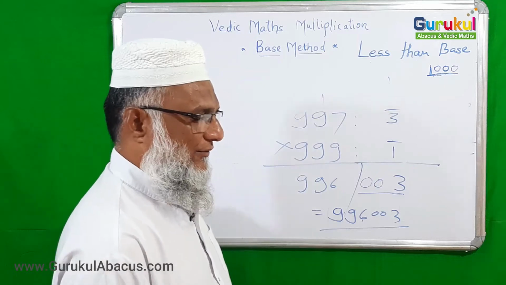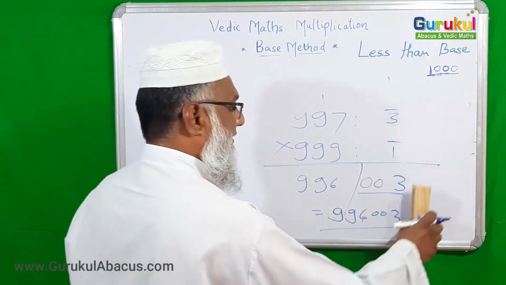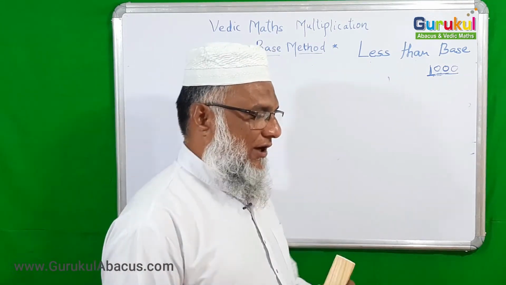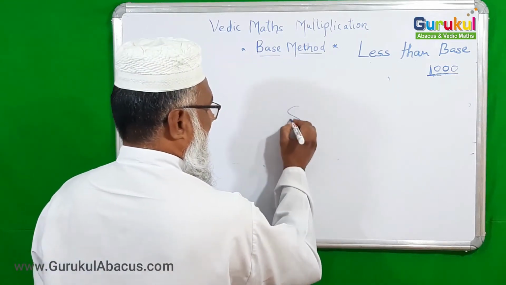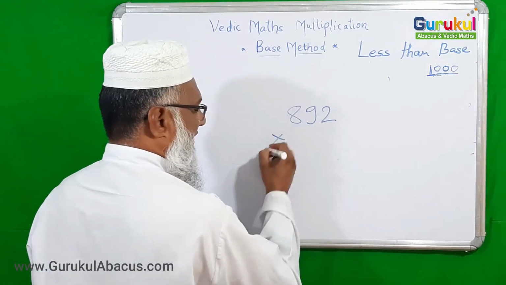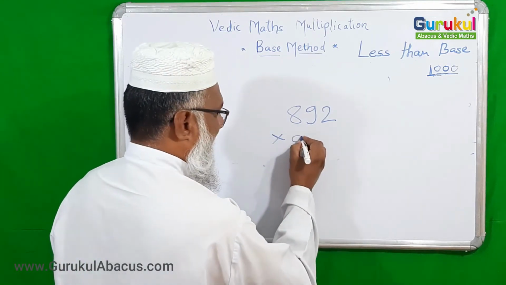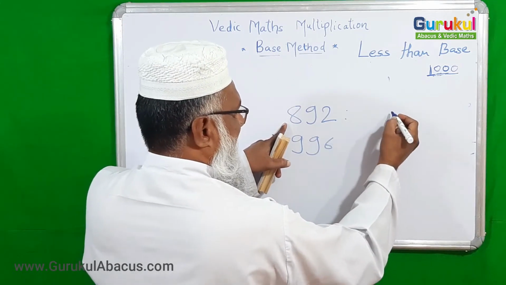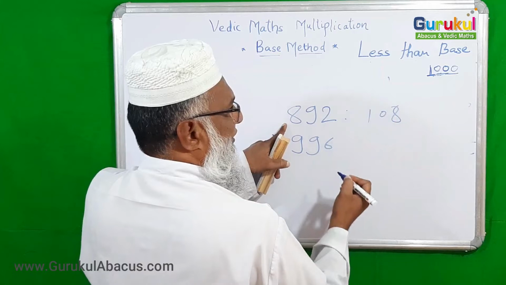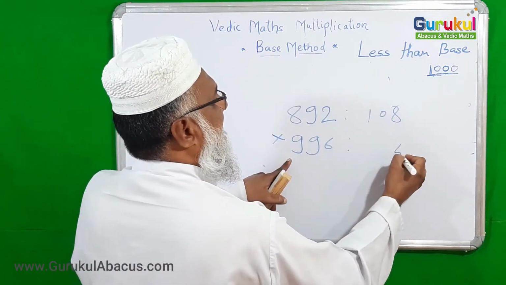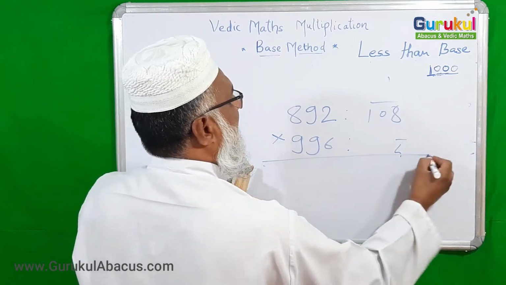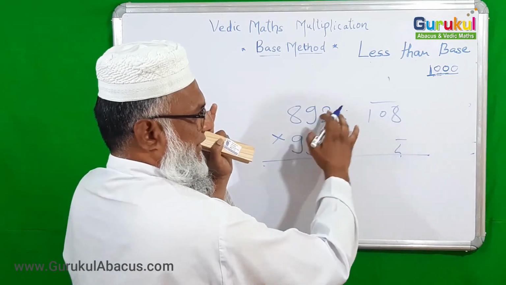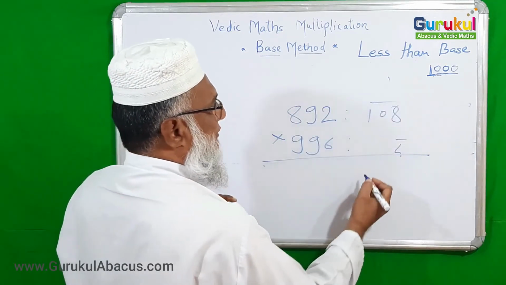Yes. Now one more example we are solving, because by solving more and more examples your concept will be clear on how to use it. The example is 892 multiplied by 996. Okay, now this number is less than base by 108 and this number is less than base by 4. Now multiplication is what? Mentally separate 108 like that. So 8 4s are 32, 432.